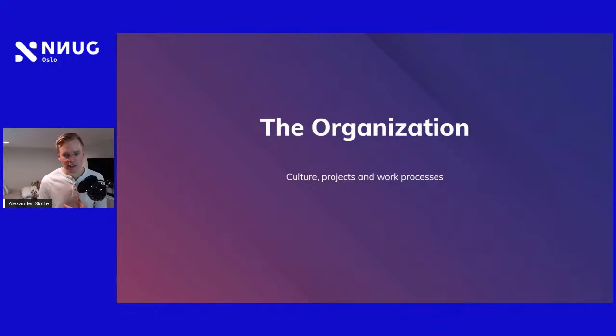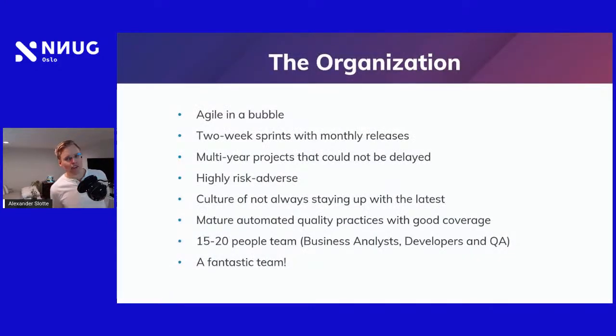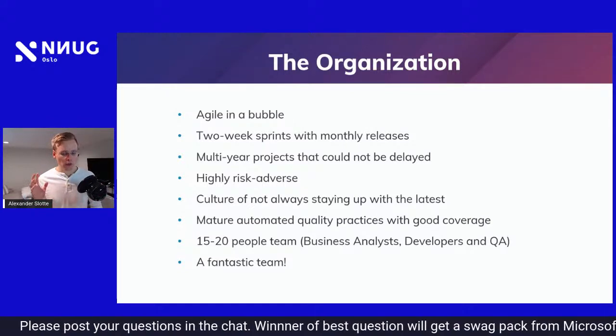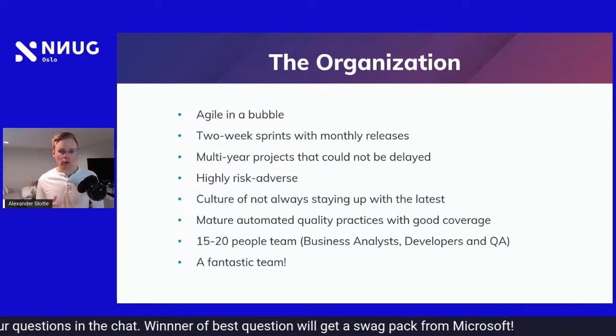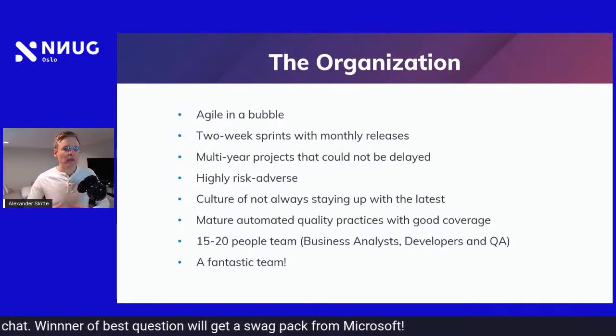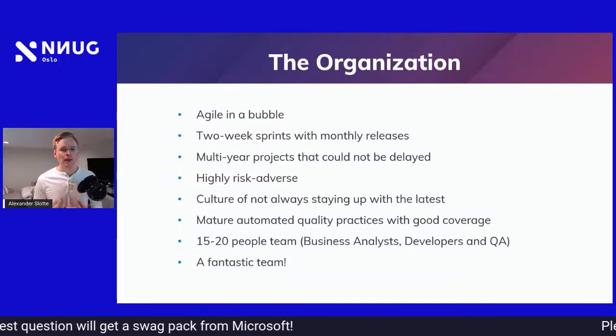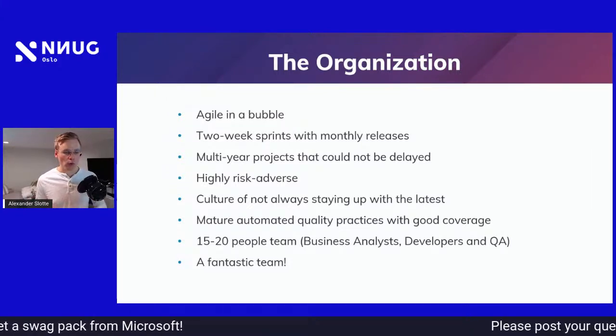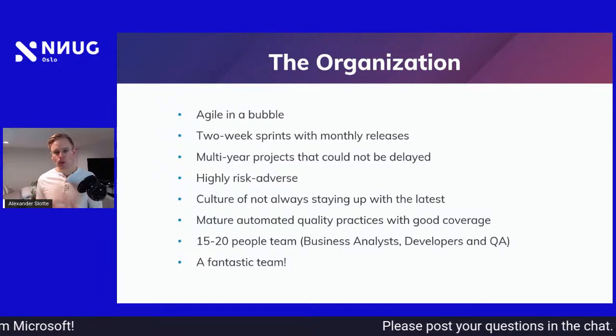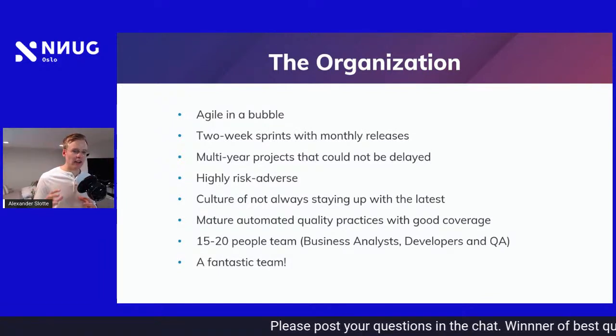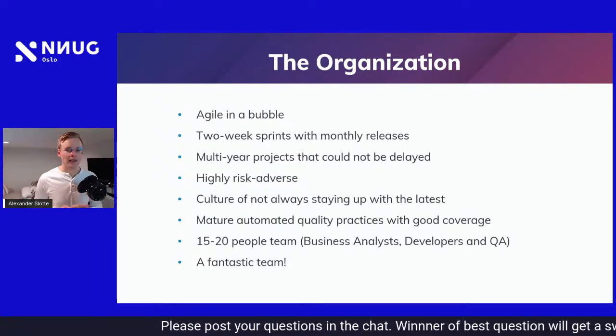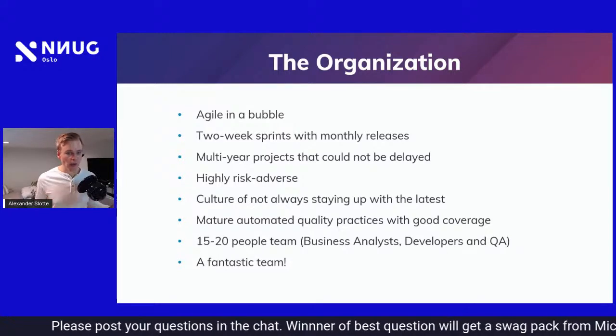If you look at the organization itself, it's what you expect nowadays to some extent. It's an organization that says they're agile, but they're really agile in a bubble, meaning that the team that I worked with has 2-week sprints, and we follow the agile ceremonies to the T. But outside of our bubble, the rest of the organization is still very, very waterfally. You will have multi-year projects with long project plans that can't be changed no matter what.